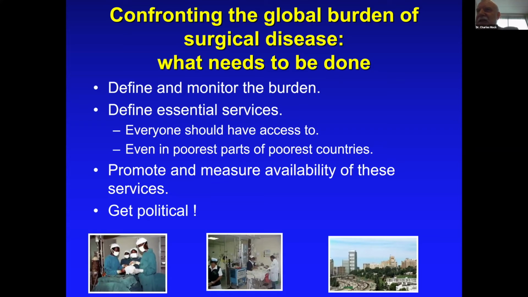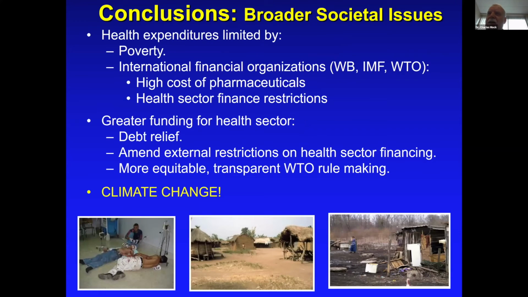And the steps that need to be made are these: defining and monitoring the burden, defining the essential services that everyone should have access to, even in the poorest countries, promoting and measuring the availability of these services, and getting political to make it happen. And I've talked a lot about medical politics, World Health Assembly resolutions, and sustainable development goals. We need also to confront broader societal issues.